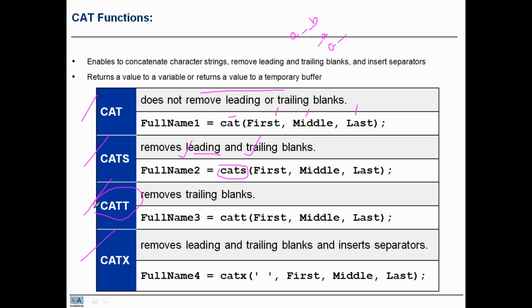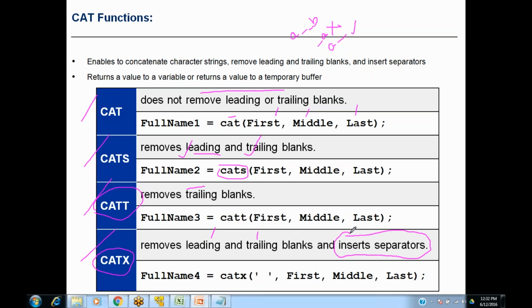I have cat T, which will only remove trailing blanks, which means it will remove this, it will not remove this. But the most useful is cat X, where it will remove the leading and the trailing blanks and also insert a separator. So when I'm concatenating three variables, I can use, for example, space as a separator, and then my variable will become first space, middle, space, last, because I have used space as a separator here. So I have all of these four kinds of concatenation that are available to me.